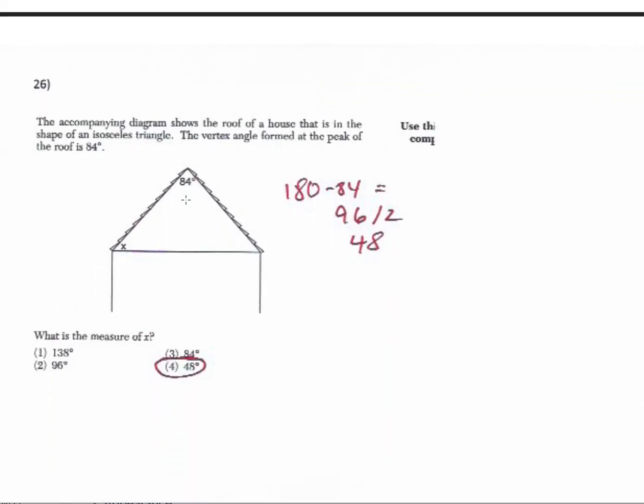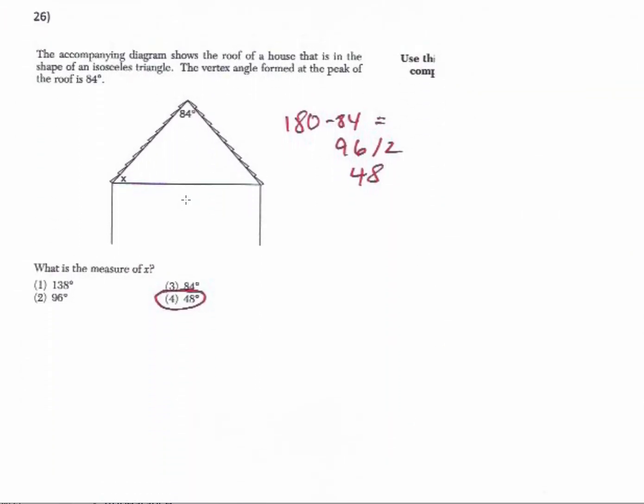And now, last but not least, our last question of the year, and it's an easy one. The accompanying diagram shows the roof of a house that is in the shape of an isosceles triangle. The vertex angle formed at the top is 84 degrees. How big is x? So 180 minus 84 is 96. Just a reminder here that the base angles are congruent. Split it in half, 48. So that is the measure of the angle.